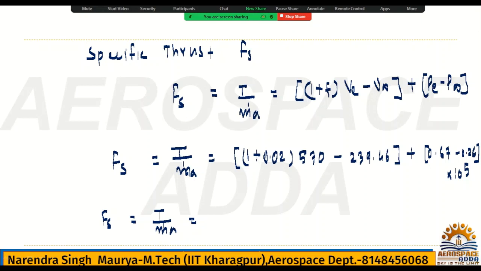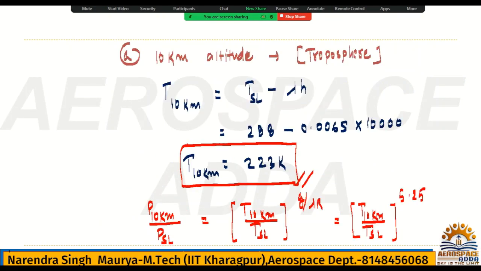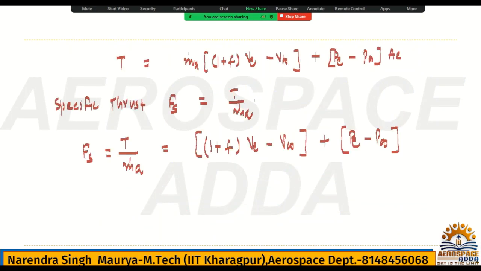Okay, plus, in bracket, 1.02 into 570, minus 239.46 is coming. This value. So see, there is a small correction you have to do here. The small correction, where I made a mistake, please correct it.